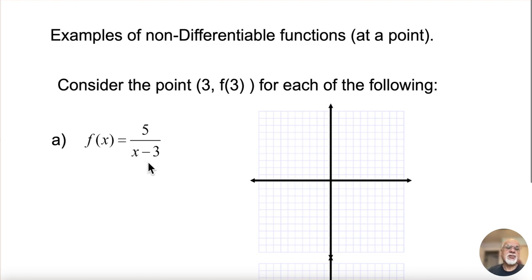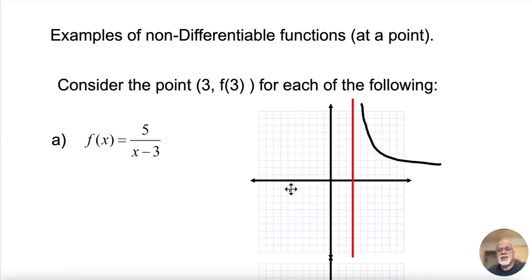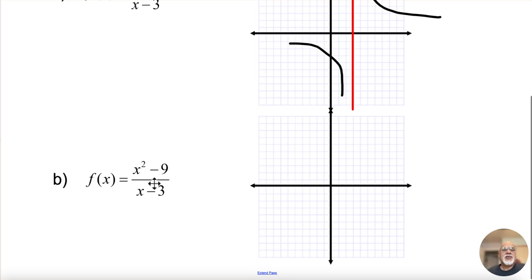F of 3 would be 0. And so this function doesn't exist at x equal to 3. What does that correspond to? Well, this is a reciprocal function. It has a vertical asymptote at x equal to 3. So I'll draw that right there, and I'll leave it as red just to indicate that this is an asymptote. And then, of course, the graph simply looks like this and like this. And so at 3, the derivative is not going to exist because this is a vertical asymptote here. Hopefully that makes sense. Next one.